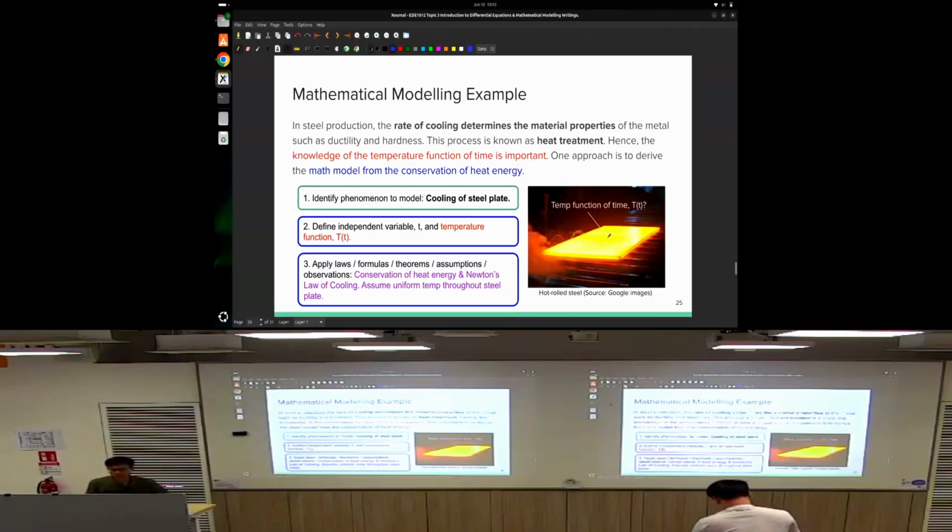Okay, why is that so? Because if the material here is not a thin plate, it's a thick piece of steel, that means on the surface or near the surface, it will cool much faster as compared to the center of that material. So in that respect, you should not assume uniform temperature. But if this is thin enough, you can.